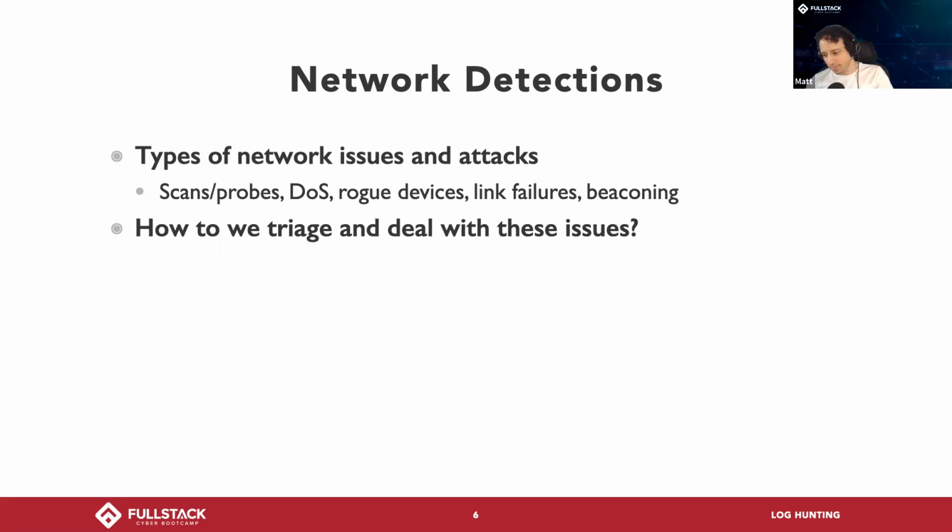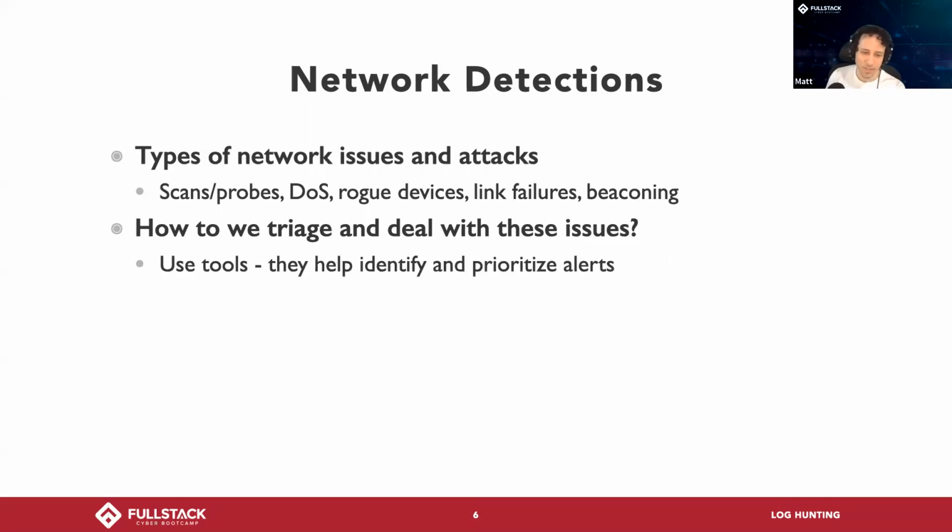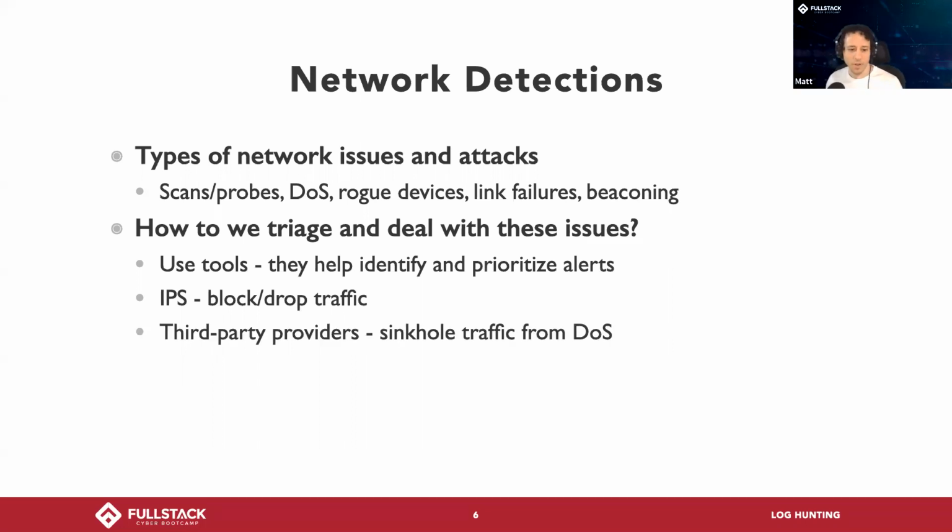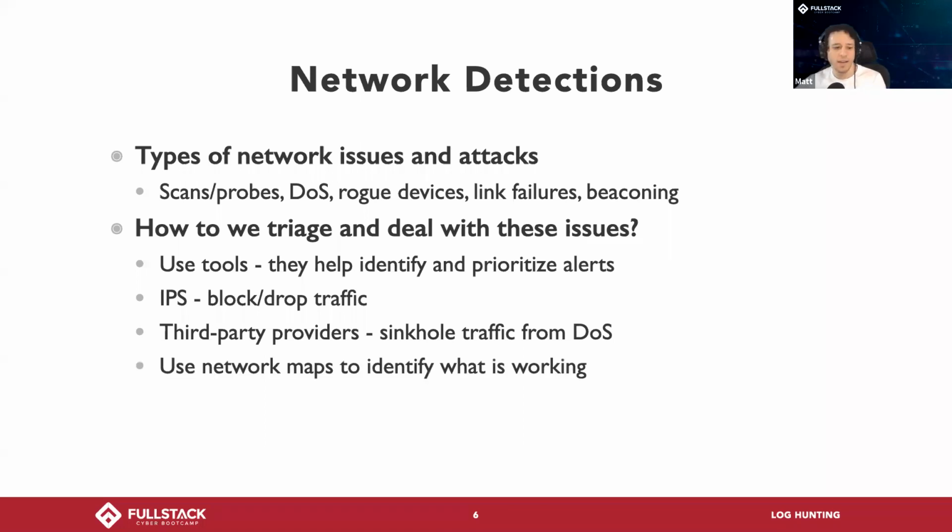How do we deal with it? We have tools to prioritize our alerts. That's the whole point of the SIEM. Just because you see things that are vulnerable doesn't mean it's a big deal if there's nothing on it. So what tools do we have available to us to actually do things? We use our intrusion prevention system. We can block traffic, stop traffic, send things over to black holes so we don't get a request from them. Third-party providers, if we're using Cloudflare or something for their DoS protection. We have that. We have our network maps to look at if something breaks.